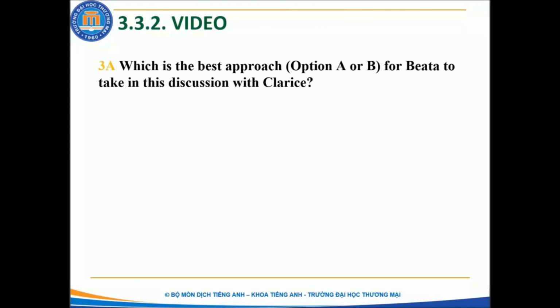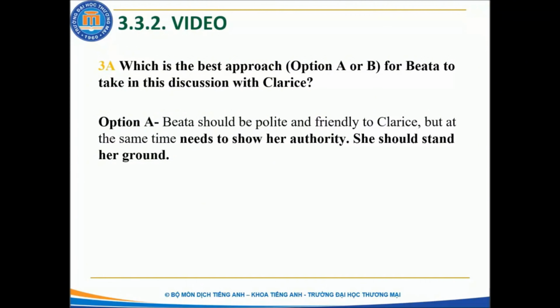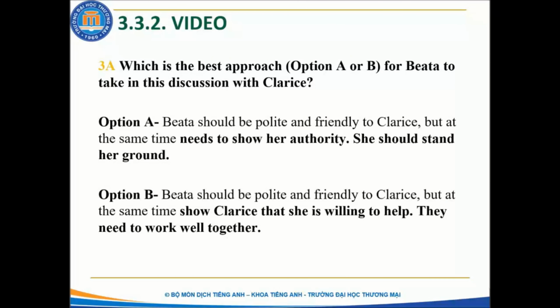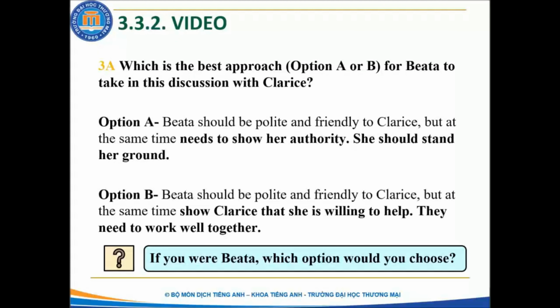Right, let's move on to exercise 3A. So for Beata to take in this discussion with Clarice, she has two options, option A and option B. For option A, Beata needs to show her authority and stand her ground. And for option B, she can show Clarice that she's willing to help and they need to work well together. So if you were Beata, which option would you choose? Let's think about that.